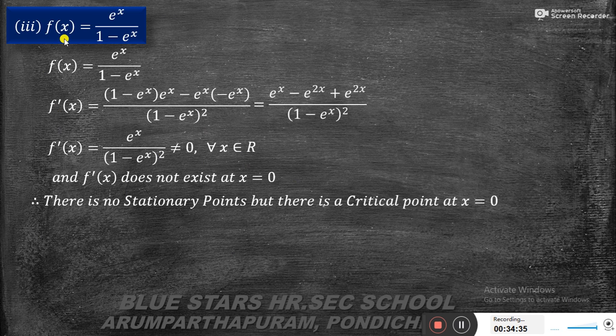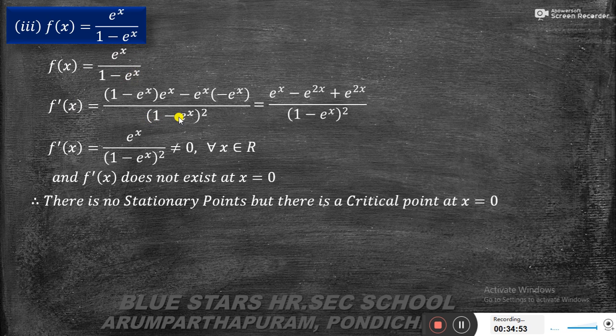So next, third subdivision: f of x equal to e power x by 1 minus e power x. Now I write the given function f of x equal to e power x by 1 minus e power x. I differentiate both sides. f dash of x equal to, so here the function is numerator by denominator, so I apply the u by v method.